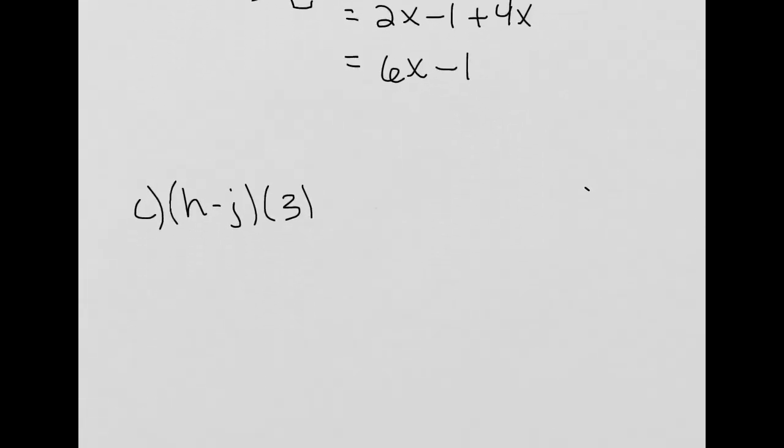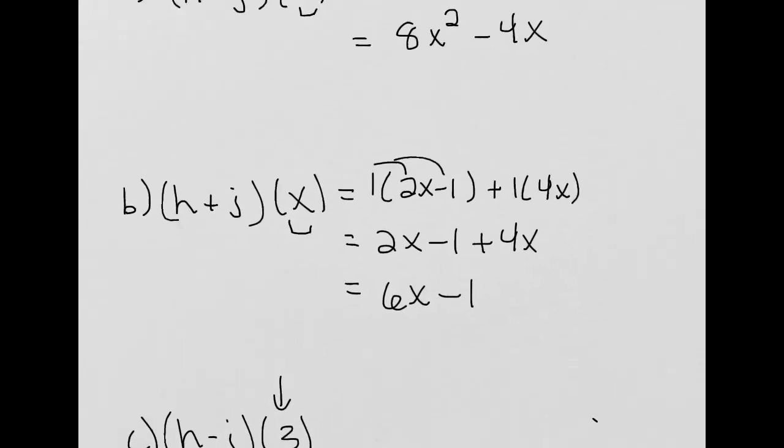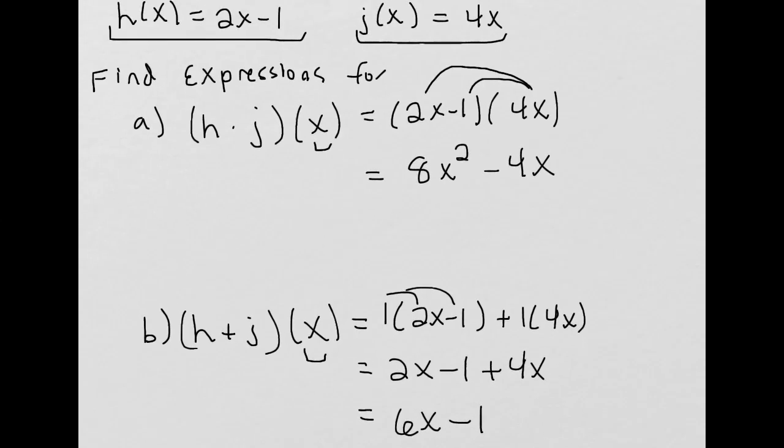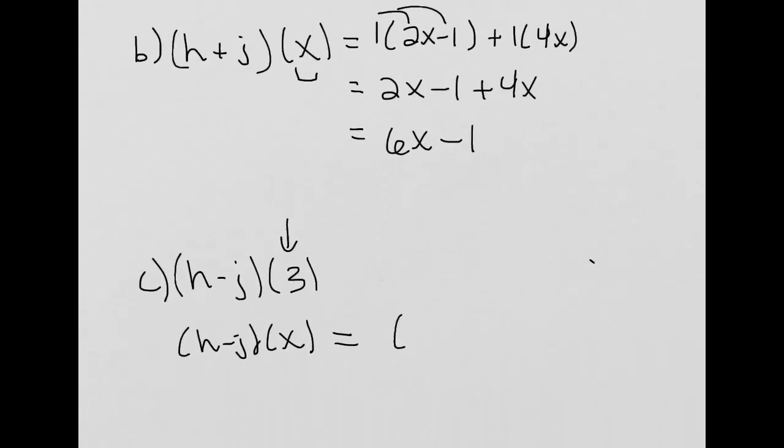Alright, let's take a look at part C. So part C, we've got h minus j of 3. And again, there are several ways to do this, but my preference is let's start out by finding h minus j of x. Once we find a formula for that function, we can just plug in the 3 for x. So if we go back and look, the h function was 2x minus 1, the j function was 4x. So we've got 2x minus 1, and then minus the j function, which is 4x.